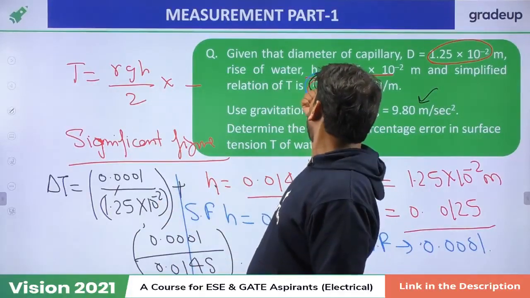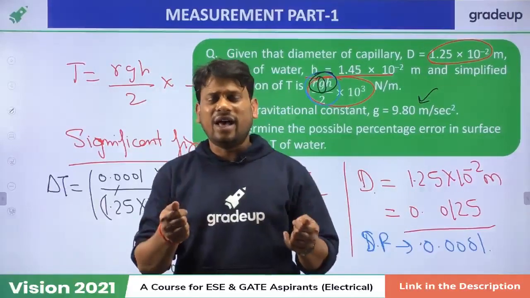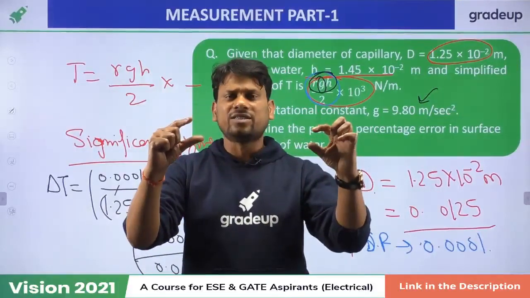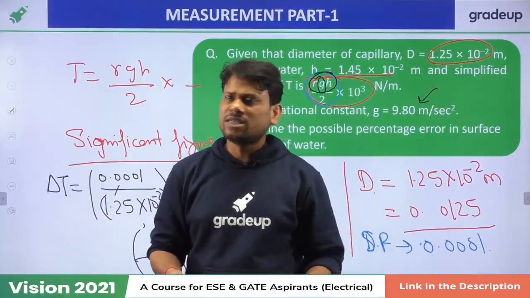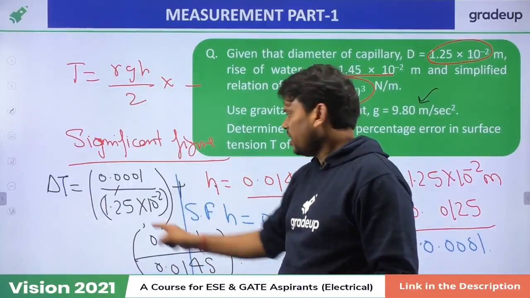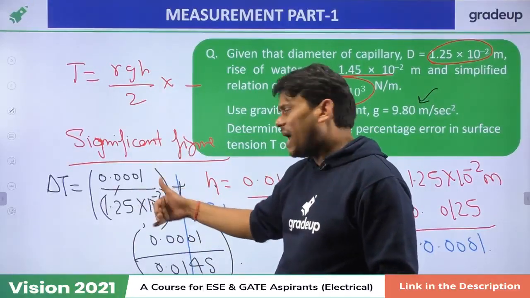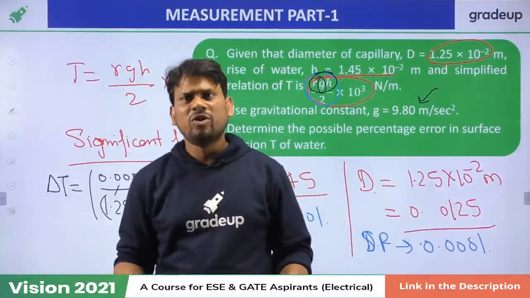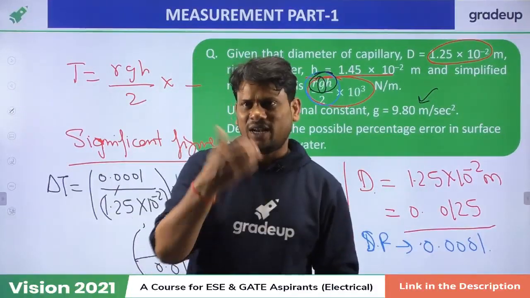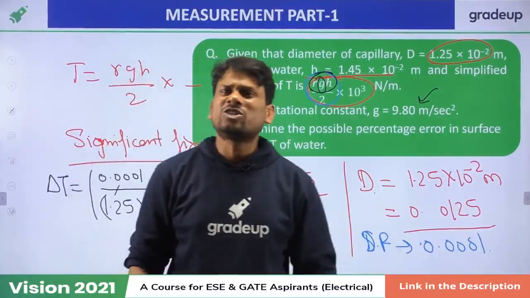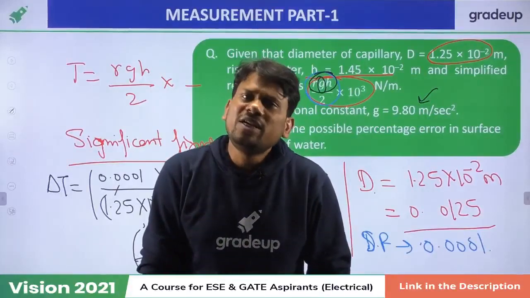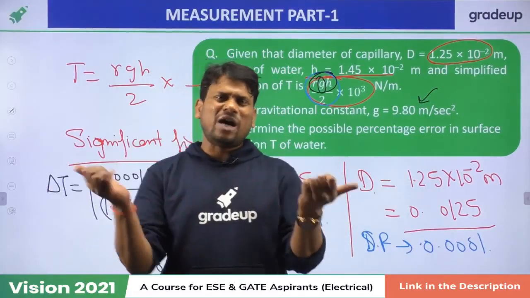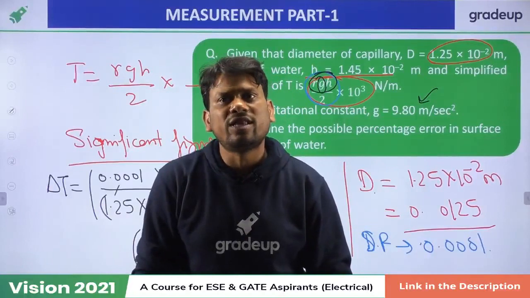Similarly, what will be the error in H? The error in H is nothing but the significant figure divided by the value of H, which will give us the relative error. If we add both, then we may have the final error. And somebody replied to me, it is 2.73 whatever. Please try to understand. The calculation part doesn't matter. Try to understand all the concepts.